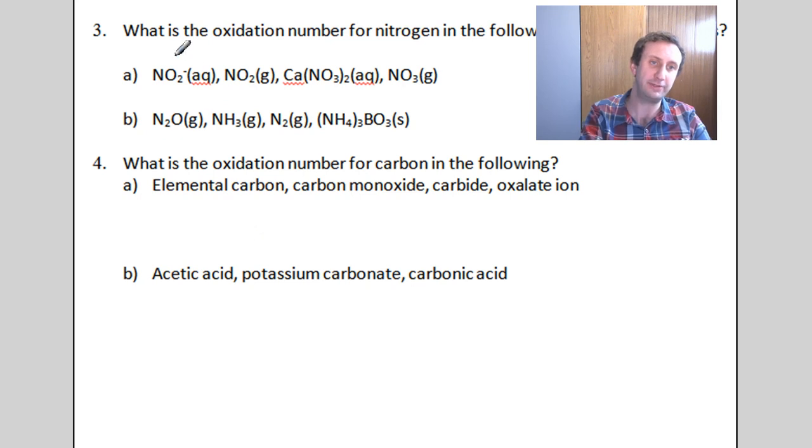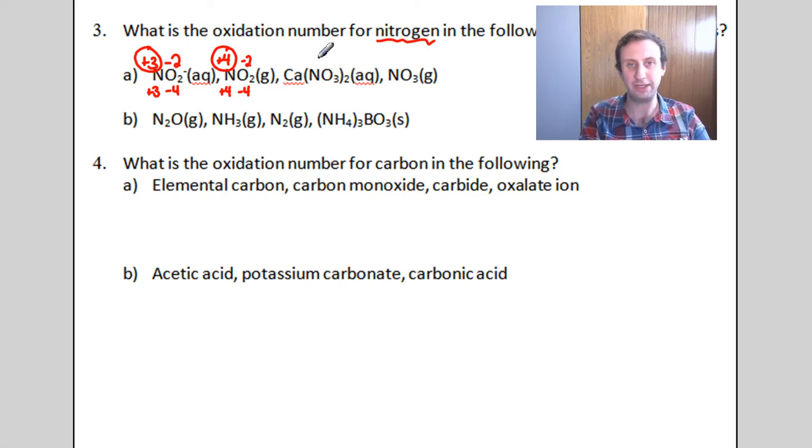So for NO2 minus, I have oxygen being -2, giving me -4 times 2. That means nitrogen has to be +3. So I have +3 for this one here, because I'm looking specifically at nitrogen through these examples. NO2, I have -2, so times 2 is -4. That gives nitrogen +4 here. In calcium nitrate, NO3 minus, I'm actually just going to cheat here and consider only the NO3 minus ion, because I separated the calcium and the nitrate. So I have -2 for oxygen, giving me -6. That means nitrogen has to be +5. So for that one, it's +5.